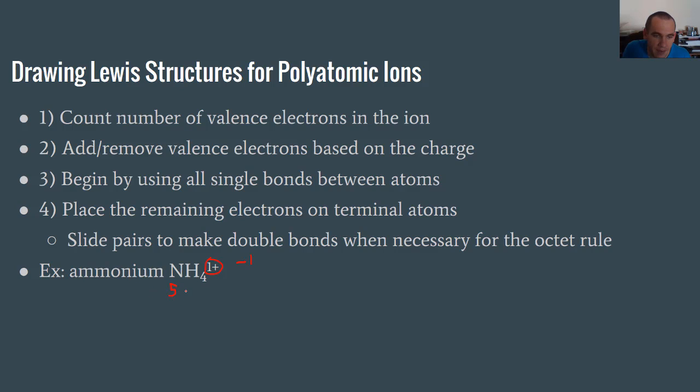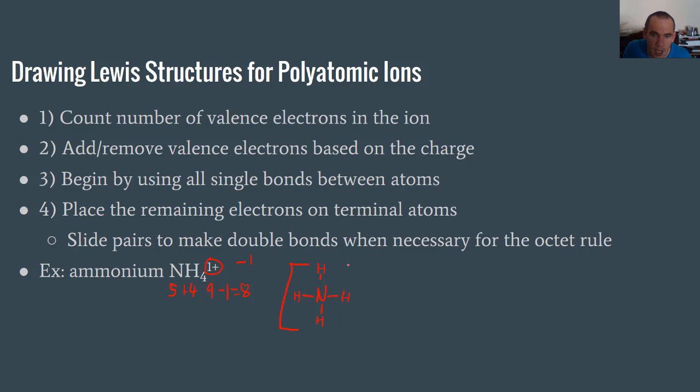So nitrogen has 5 valence electrons, hydrogen has 1, and there's 4 of those, which is 4. That's 9 electrons total, but we're short 1 because we have a 1+, so that tells us we have 8 valence electrons to place. As per usual, we start with nitrogen in the center, and we'll place our hydrogens around it. There are no other options. That is our 8 valence electrons.